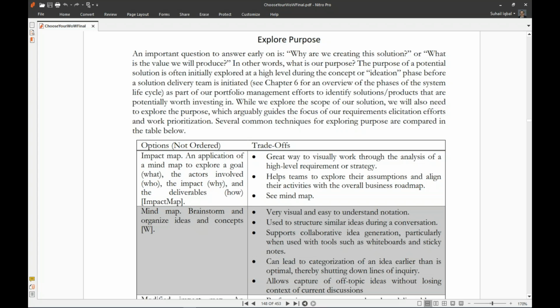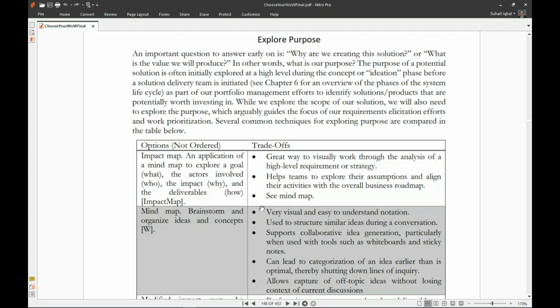As part of our portfolio management efforts to identify solutions, products that are potentially worth investing in, while we explore the scope of our solution, we will also need to explore the purpose, which arguably guides the focus of our requirement elicitation efforts and work prioritization. Several common techniques for exploring purpose are compared in the table below.